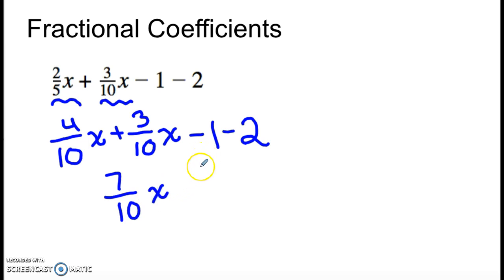And then we can combine our constants. -1 and -2 is -3. Remember to use P&N charts if you still need to. So 2/5 x plus 3/10 x minus 1 minus 2 simplifies to 7/10 x minus 3.